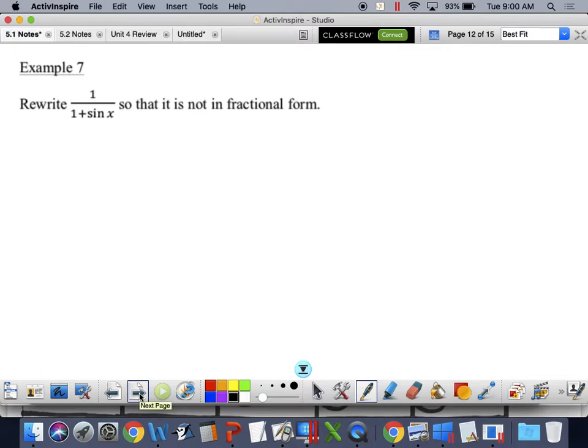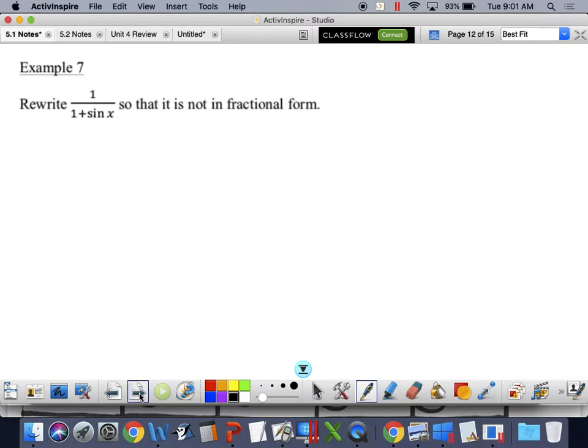All right, example 7. Rewrite 1 over 1 plus sine x so that it is not in fractional form. All right, there must be some kind of rule where I have something in my denominator that I'm not allowed to have, and I have to figure out a way to get it out of there. Okay, so this one is definitely a little bit trickier.